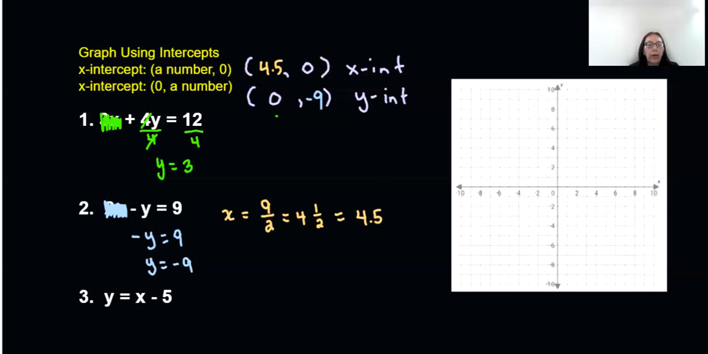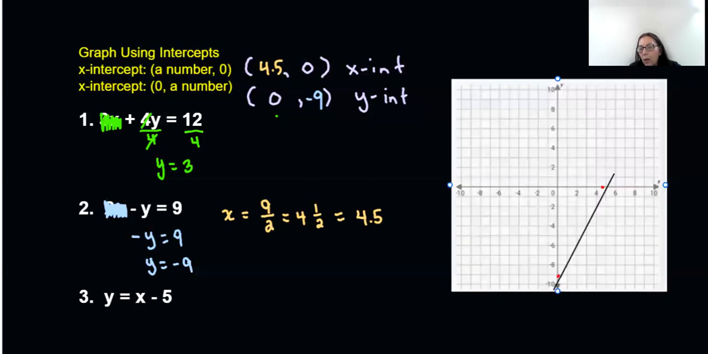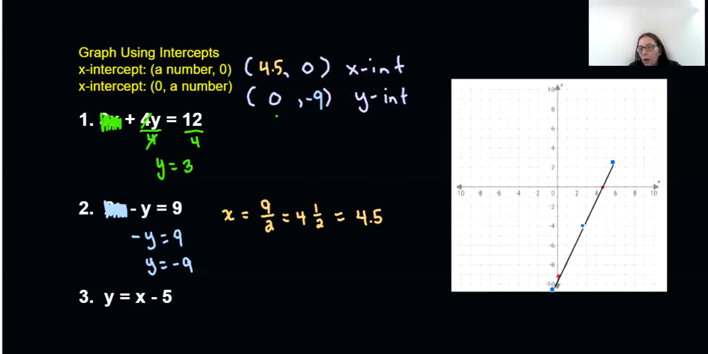All right. We have our 2 points, so let's graph them. 4.5. Here's 4. Here's about 4.5 right there. And then 0, -9 is right there. So we can make our line through our points, like so. Then I'll put arrows on the end because the line goes on forever. And there's our line.